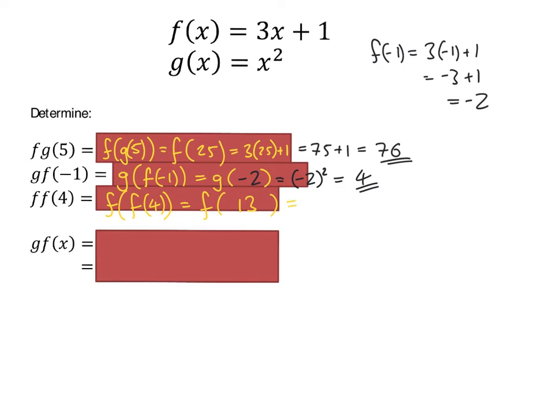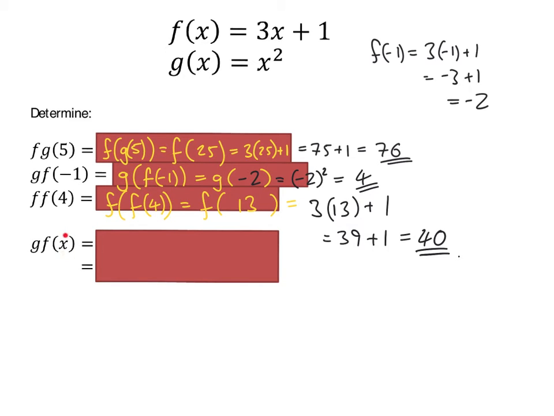And f of 13 is what I have to figure out next. Well, I can't do that in my head, so I'm going to write it out. 3 times 13 plus 1. This gives me 39 plus 1, or 40. So that's the answer to f of f of 4.